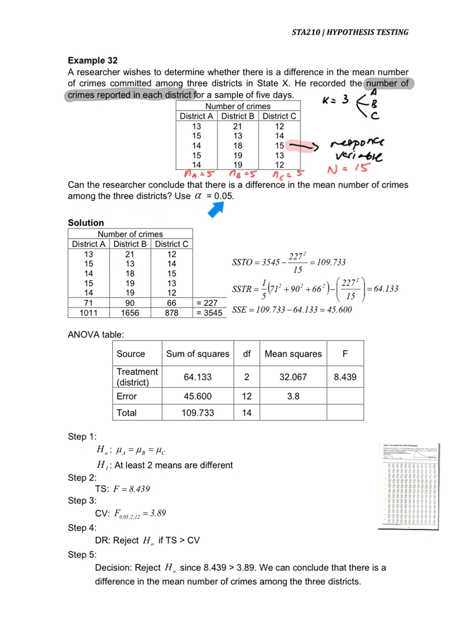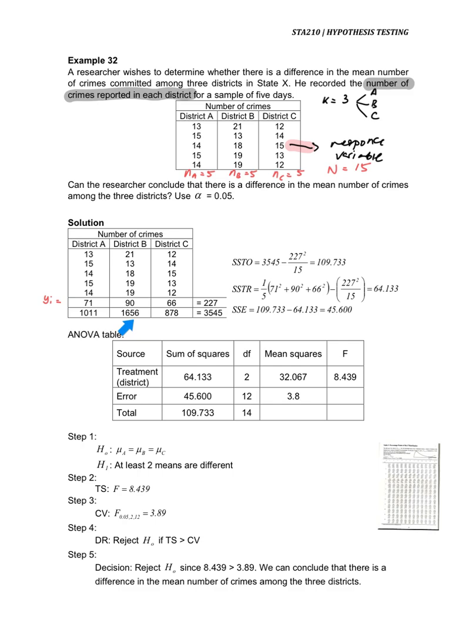Use alpha equals 0.05. Okay, so the solution here is, first, you have to add up the values for district A. I have calculated here the total for district A equivalent to 71, district B is 90, district C is 66. So this one is the value for Yi. The first Yi is for district A, so Yi is equivalent to 71. Okay, next.